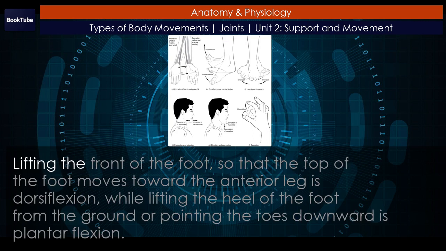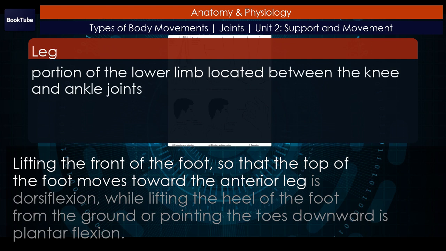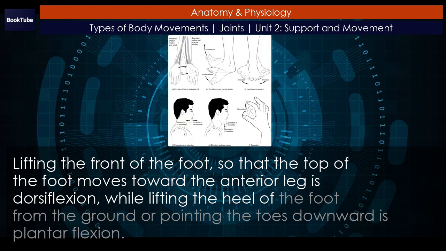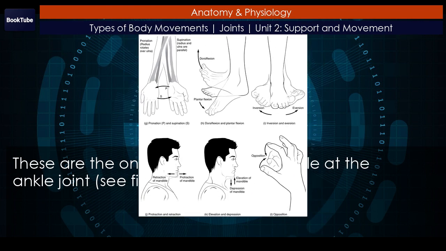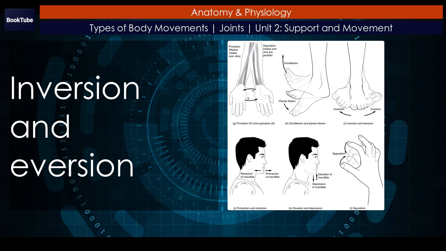Lifting the front of the foot so that the top of the foot moves toward the anterior leg is dorsiflexion, while lifting the heel of the foot from the ground or pointing the toes downward is plantar flexion. These are the only movements available at the ankle joint. See Figure 2h. Inversion and eversion.